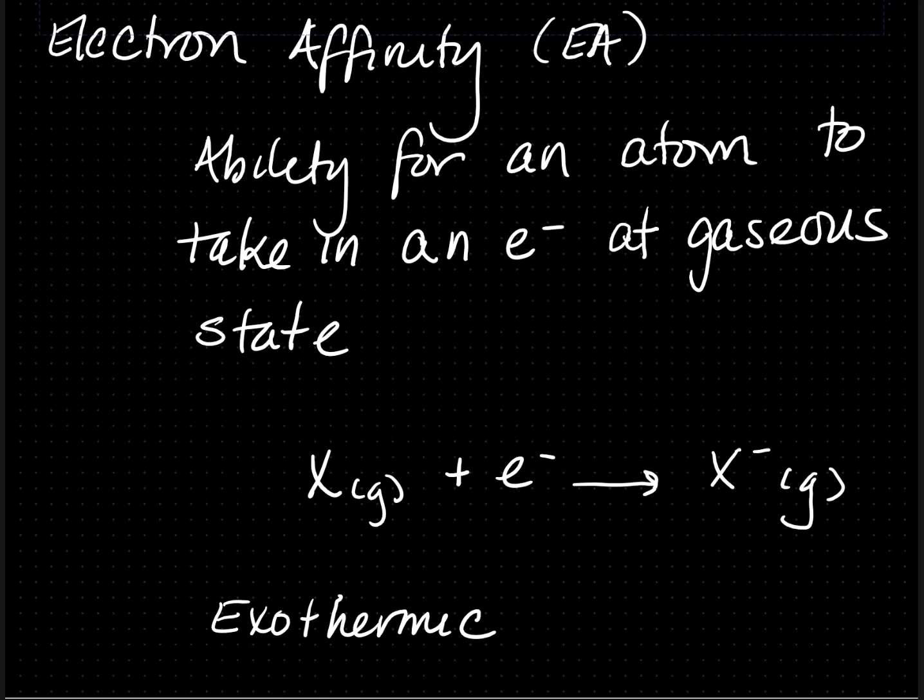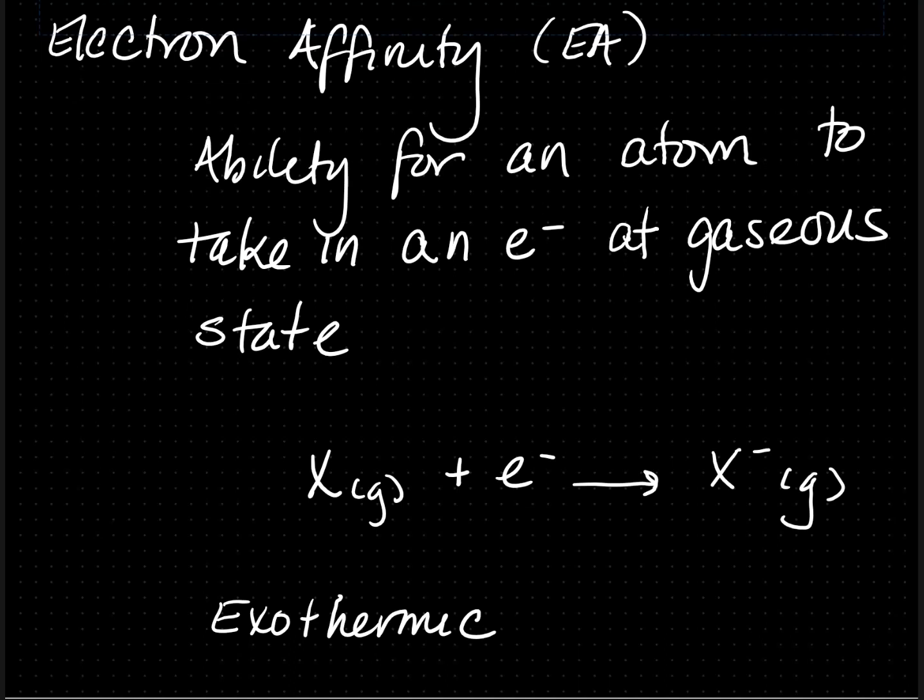Electron affinity, EA, is the fourth periodic trend that you need to know for this class. Affinity means to love. Therefore, electron affinity means to love electrons. It is the ability for an atom to take an electron at the gaseous state. So you could think of it as the opposite of ionization energy.